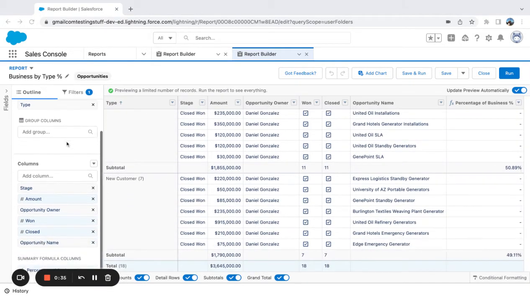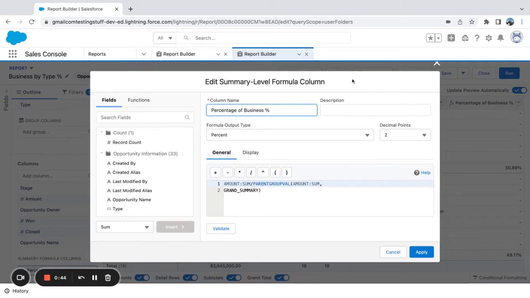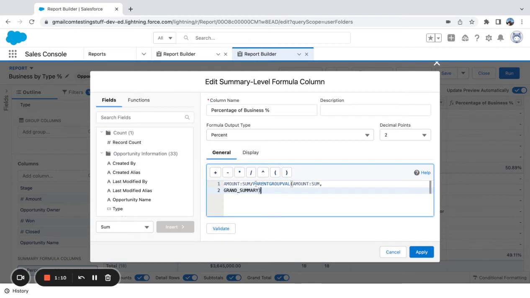So all I've done here is I've grouped this report by type. I've added in some detail fields here. And then if I go to my row or my summary level formula, I just have a percentage of business column. Now I'm going to take the total amount, divided by the amount of my grand summary, meaning my grouping is type. So I'm taking the total of the entire report and then dividing that by the grouping at the grand summary level. I only have one grouping, so it's the type level.